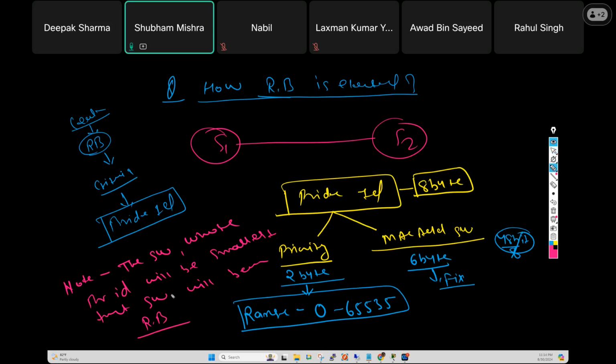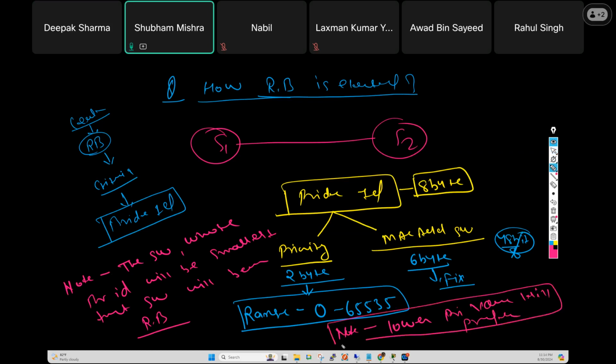One more line, if you want, you can write down a note here, but we will discuss these things later. Lower priority value will be preferred. Why? We will discuss after just 5 minutes. Right now, just write lower priority value will be preferred.